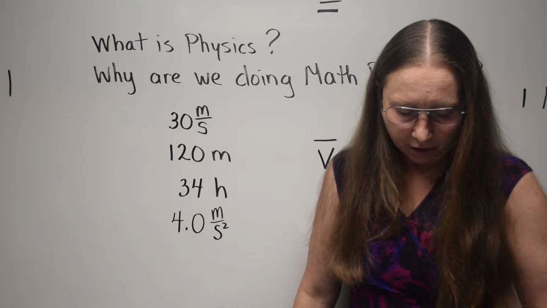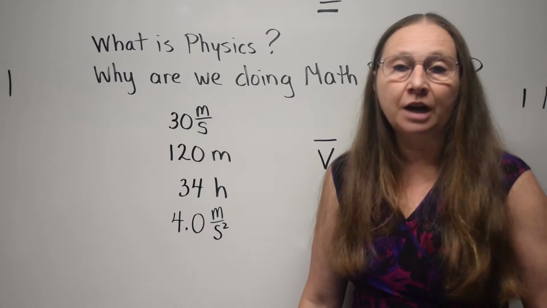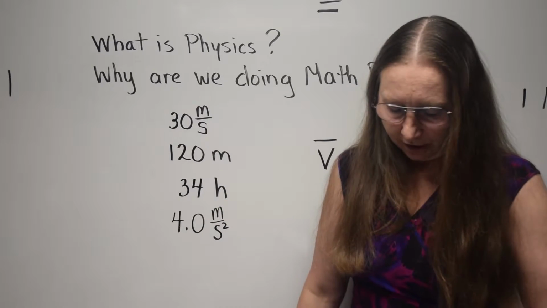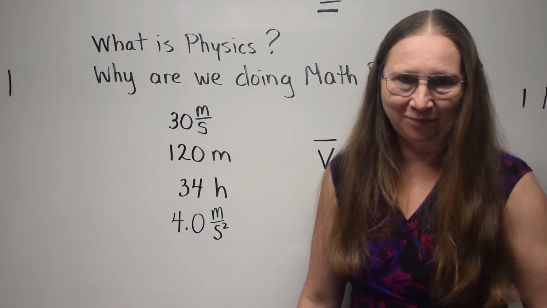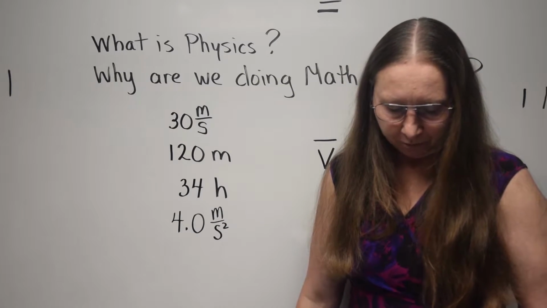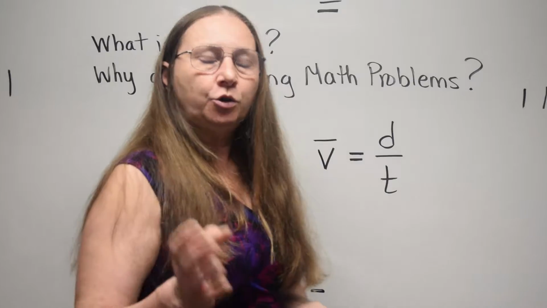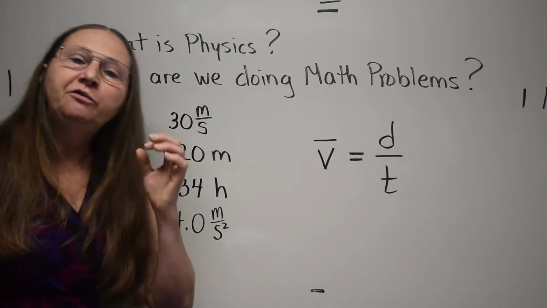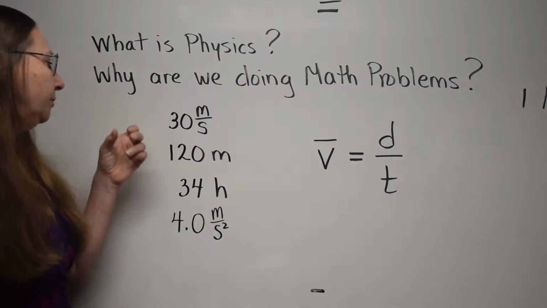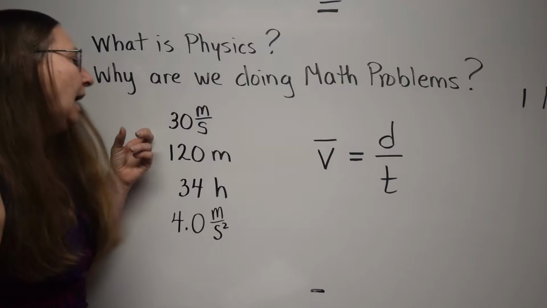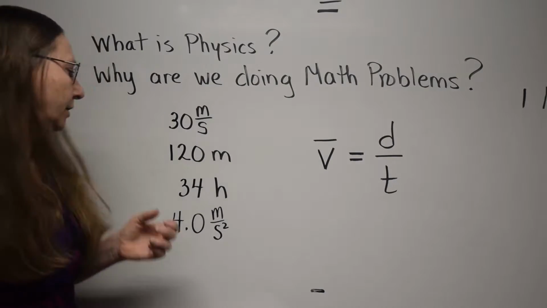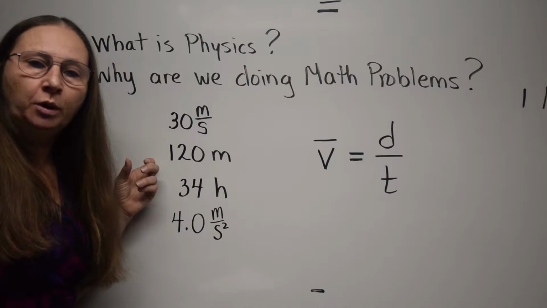In this section, we will learn to look at macroscopic objects, big objects, like people, animals, cars, trucks, airplanes, to analyze their motion. We will begin to answer questions like, how fast is the truck going? Well, the truck's going at 30 meters per second. That's a number. How far did the person run? The person ran 120 meters.